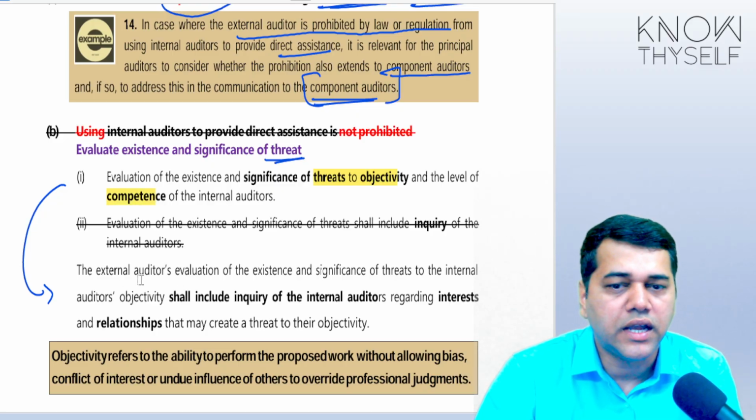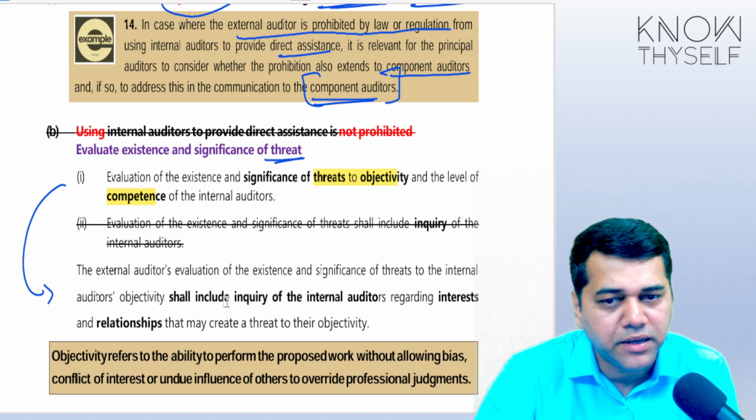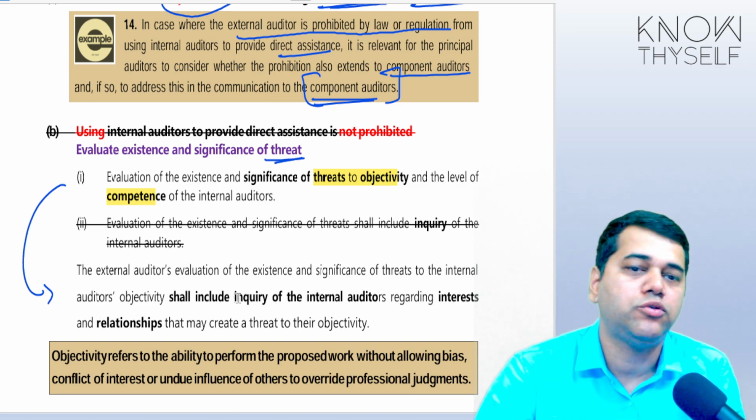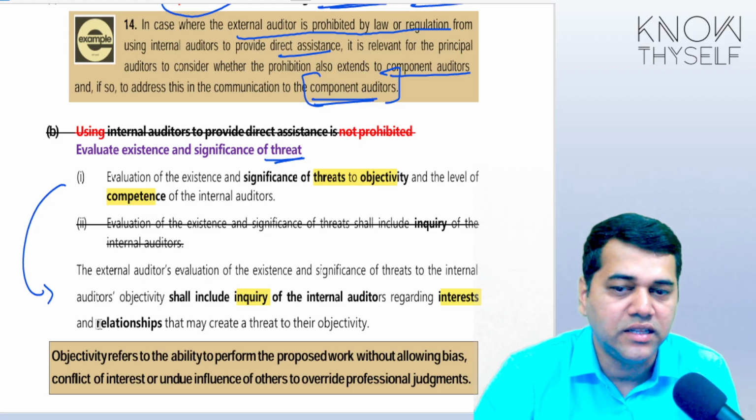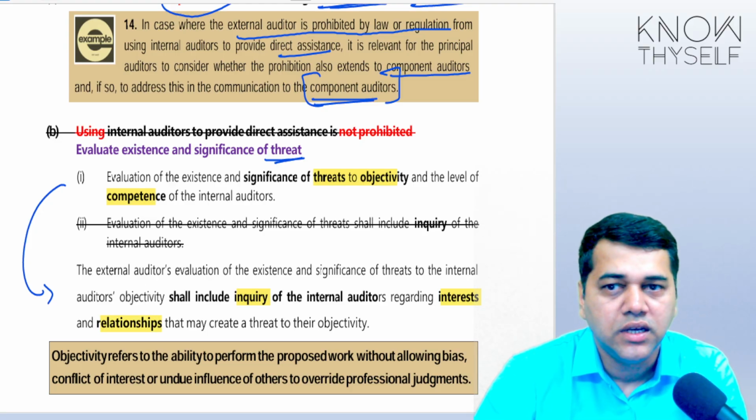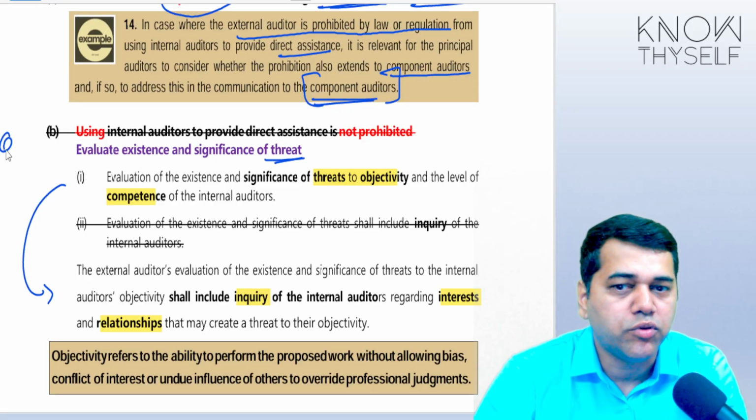The external auditor shall, again the same para they repeated, shall evaluate. How do you know whether you have any threat to objectivity and competence? You need to inquire of the internal auditors regarding interests and relationships. Please understand, friends, internal auditors are the employees of the organization.